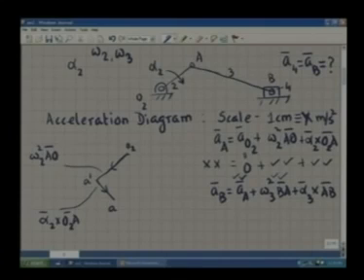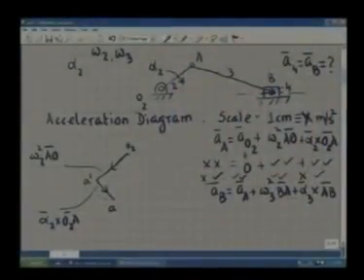Alpha 3 is unknown, but I know the direction of alpha 3 cross AB, which is perpendicular to AB. So I know the direction, but not the magnitude. And acceleration of B again, because the point B is moving only along a horizontal path, the acceleration of B must be horizontal, so the direction is known, but the magnitude is unknown. So you see, again in this vector equation there are only two unknowns, so I should be able to use this vector equation to draw the vector diagram.